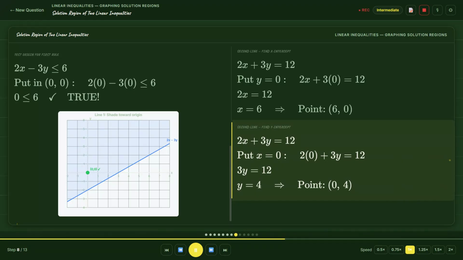Now put in x equals 0. We get 3y equals 12. Split into equal parts by 3 and y equals 4. That gives us the point 0, 4.